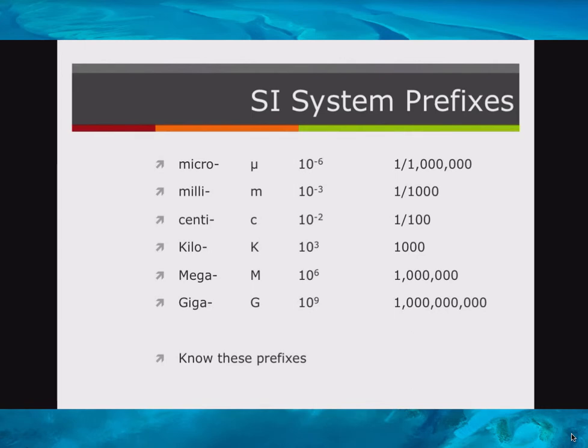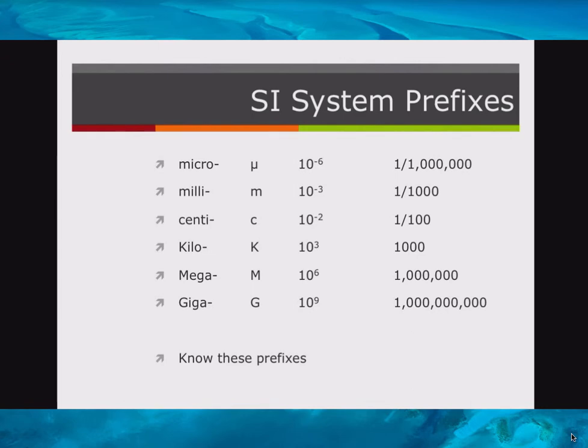Right. Milli, centi, kilo, mega, giga, micro. Micro means 1 millionth. Mega means million. They both start with M. Are these all on the blue sheet? Yes, they are. Milli means 1,000th. Giga means 1 billion. Kilo is 1,000. Centi is 100th.